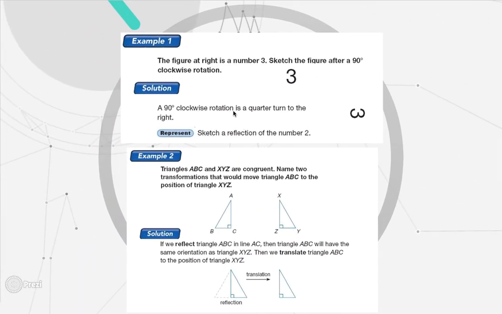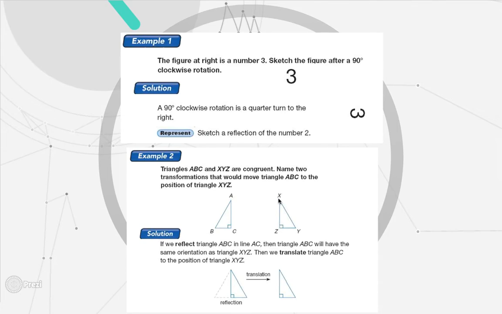So in example number 1, we have the figure of a number 3 here. We're going to sketch the figure after a 90-degree turn clockwise. Okay, 90-degree turn is basically a quarter turn. So we're going to turn it clockwise, so it's going to go this way. So if we were to turn it around at a point, so you're going to say the point's right here at the bottom, you're going to move it and just turn it. And so when we turn it 90 degrees to the right, we end up having a figure that looks something like this.